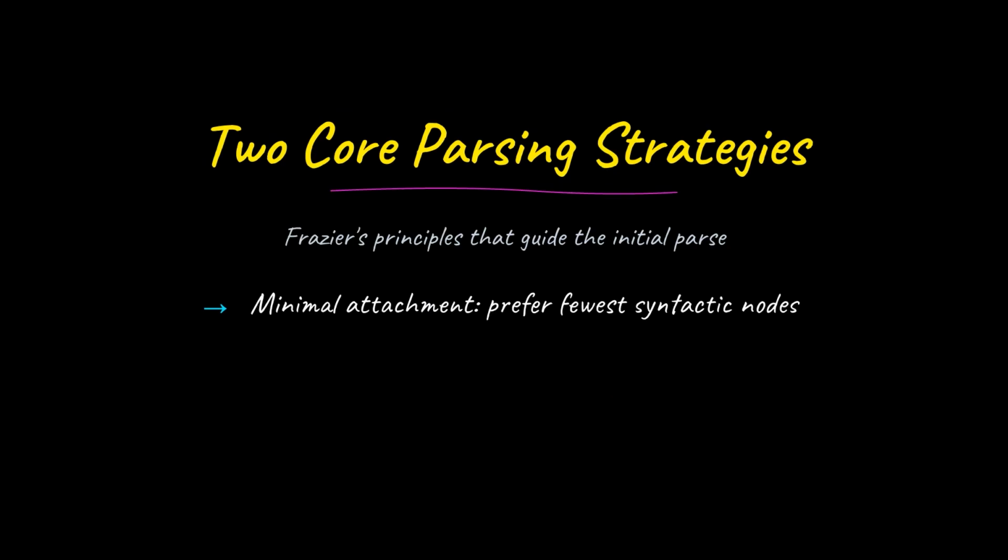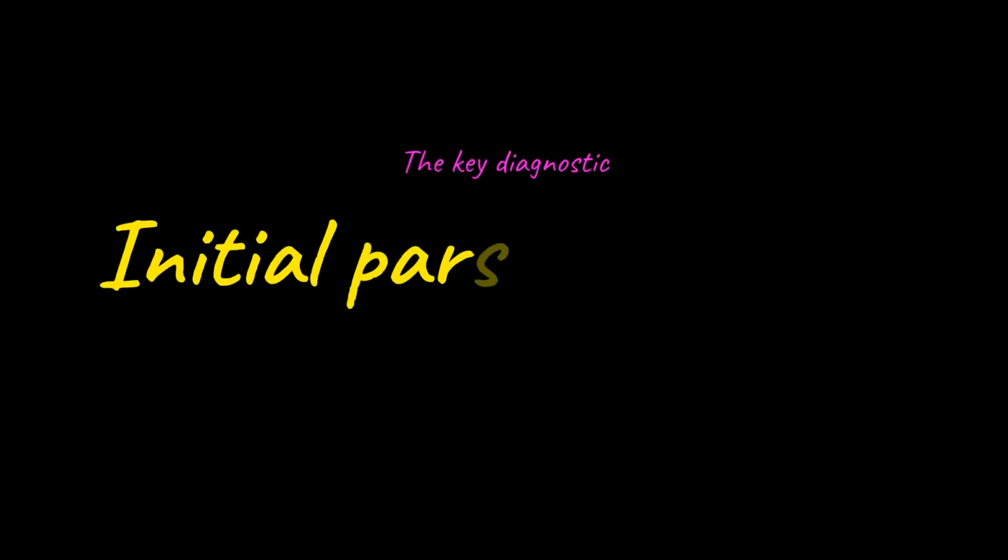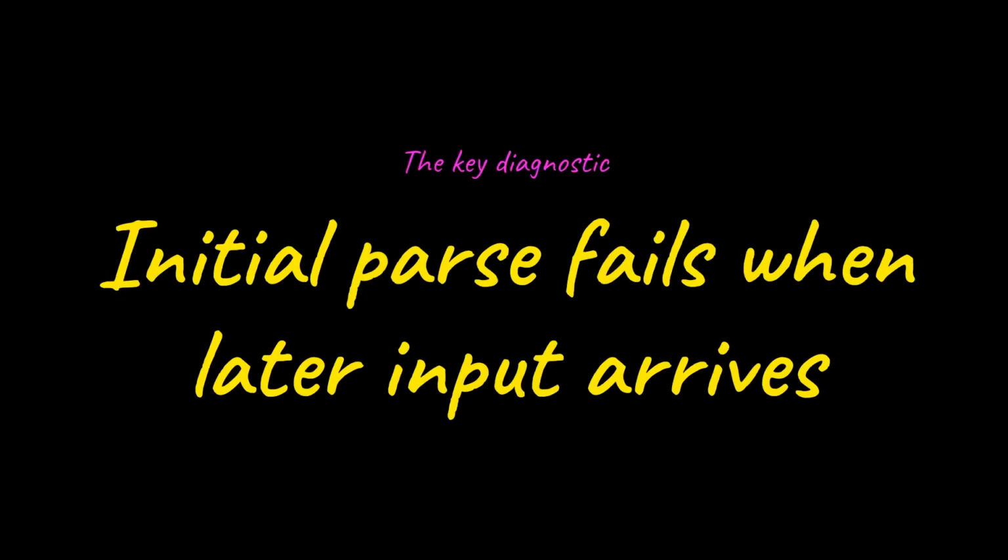Minimal attachment favors the structurally simplest parse, and late closure attaches incoming material to the most recently built clause. These heuristics succeed most of the time but break down when a simpler initial structure is incompatible with the rest of the sentence. What makes a sentence a garden path is not difficulty in general, but the specific pattern of an early structural commitment that collapses when new information arrives, forcing effortful reanalysis.